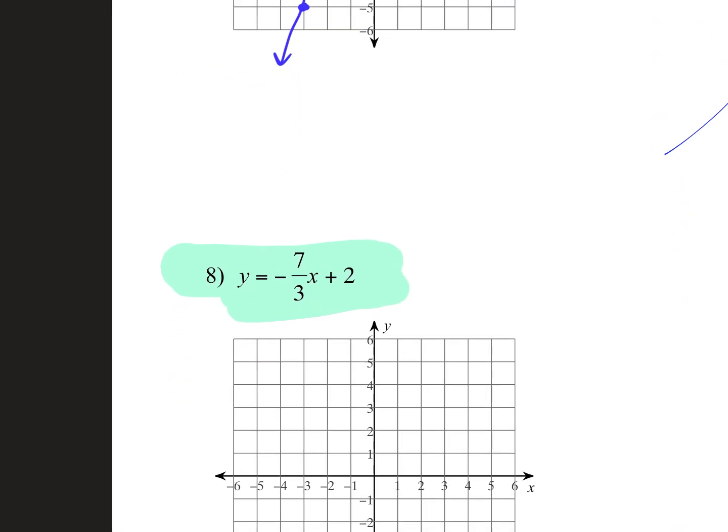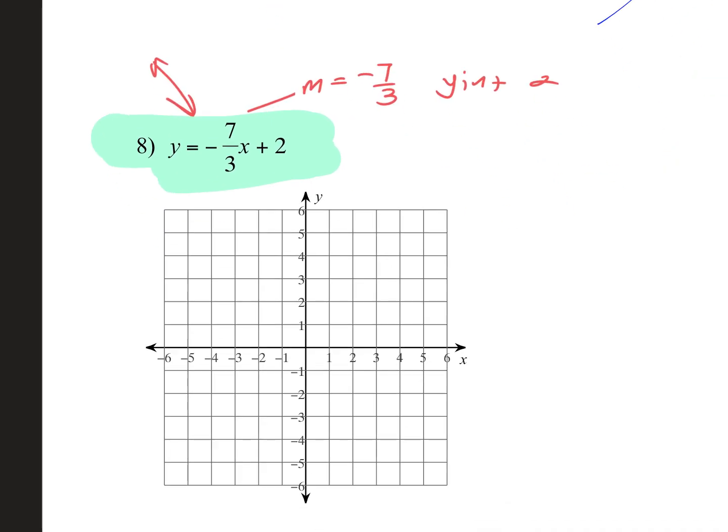What about this one? Is it already in y equals mx plus b? Okay, perfect. So I don't really even have to think much. What is my slope? Negative 7 over 3. And where does it cross the y-axis? At 2. Guys, this is a negative line. Give yourself a little picture. Which way is it going to slope? Downward. So go to 2 and put a point. And then down 7 over 3.